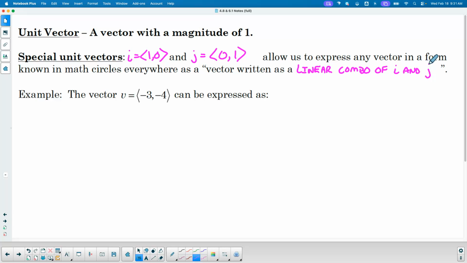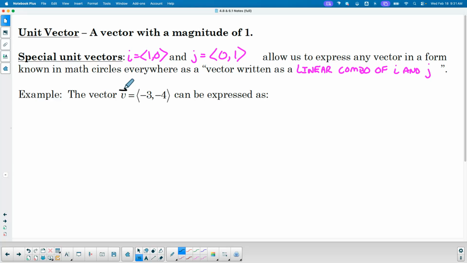It's another way to write a vector. Now, you won't use this a lot, but we are giving you an introduction to it. The higher you go in math, the more you'll use i and j forms of vectors. But any vector can be written as a linear combination of i and j. So if I take vector v, which we just found the magnitude and the direction angle of, this was the one that we just did.